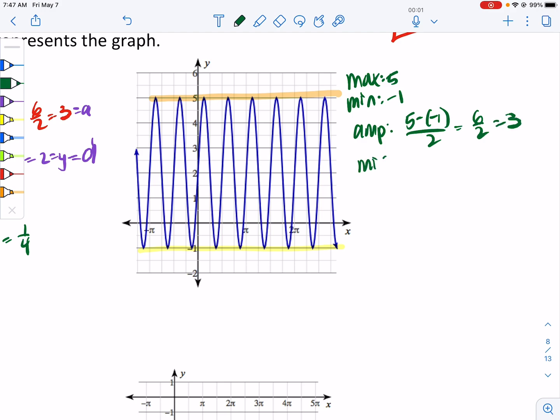The midline, I like to do the min plus the amplitude, so that gives us 2, which is our y equals 2, our D value. So now we have 2 of our 5 pieces of information, including if it's sine or cosine.